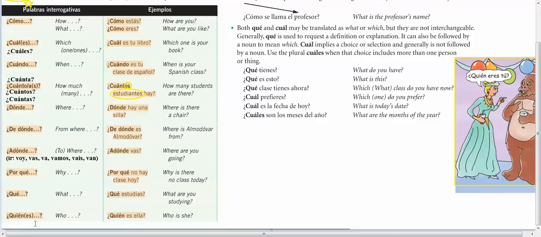And again, ¿quién? has a plural form as well. So if I say ¿quién es ella?, you'd use ¿quién? But if I want to say, ¿quiénes son los profesores de español? That's where you would make it plural. If you're trying to identify one person, like ella, then you use just plain old quién. If you're trying to identify multiple people, use quiénes.